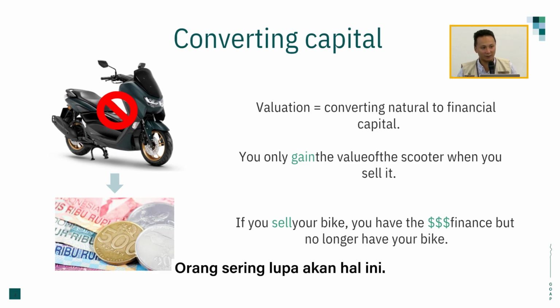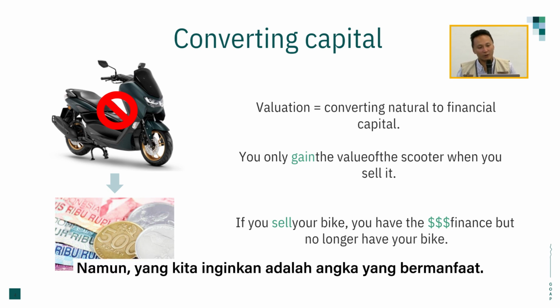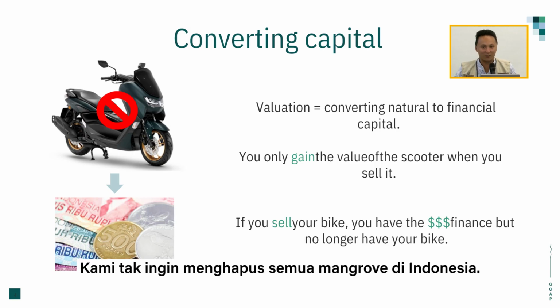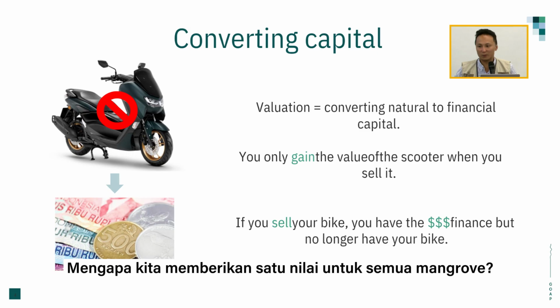So the valuation, it's about converting one thing to another. You turn your motor into rupiah. When you value mangroves, you're saying, I will remove all the mangroves and I turn that into money. This is something people forget because they want a big number. But what we want better is a useful number. We don't want to remove all the mangroves in Indonesia. So why would we put one value for all the mangroves in Indonesia?